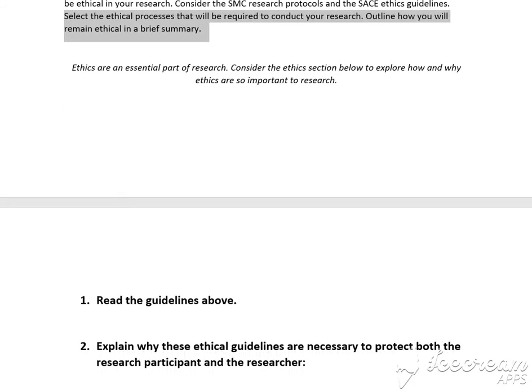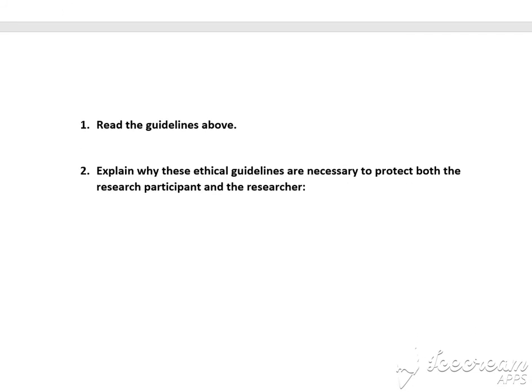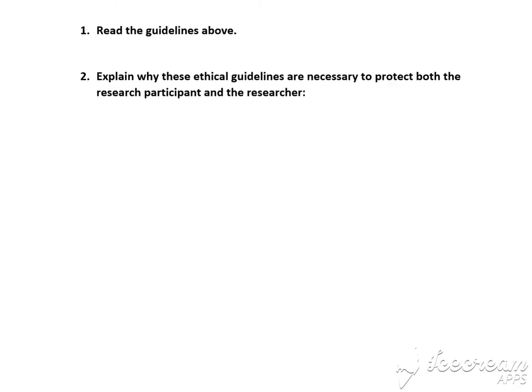So then we're going to keep going on after we've read them, and I want you to write an answer to explain why we would have these ethical guidelines. Why are they necessary to protect both the research participant and the researcher? And I guess what I want you to think about is what could happen if we were unethical? So if we didn't protect someone's identity, what could happen? If we asked offensive questions, what could happen?